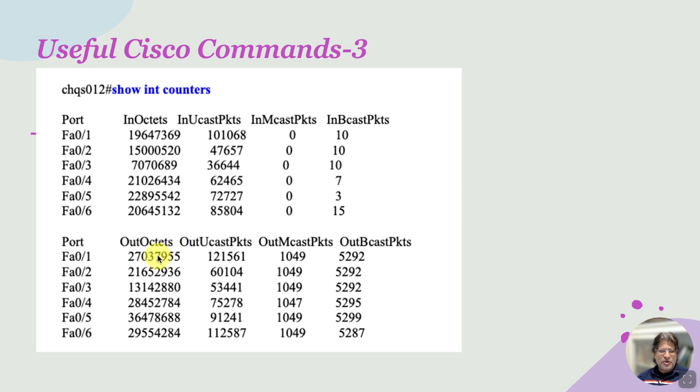Then there is the outbound number of octets. Of course, how many bytes have left this port, how many packets have left this port. So there'll be a corresponding value depending on how big the packets are, right? How many multicast packets and how many broadcast packets have left this port.